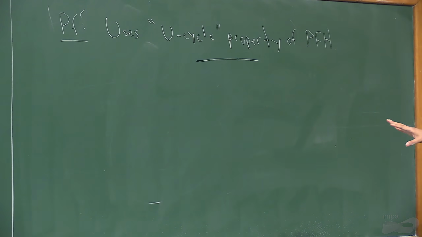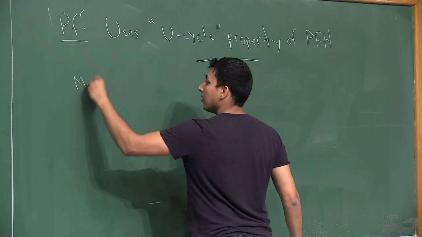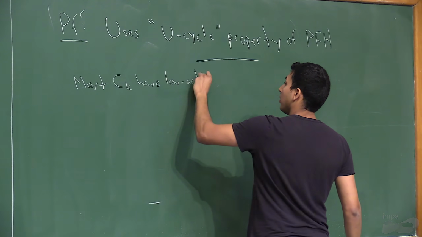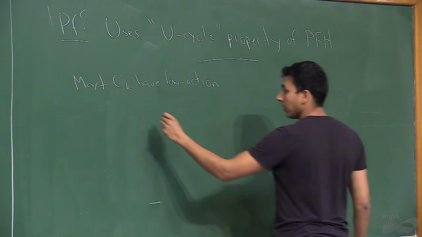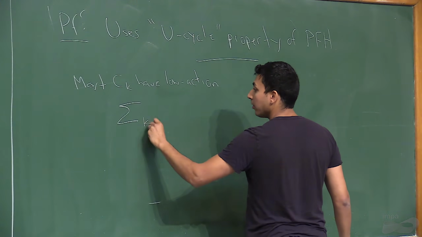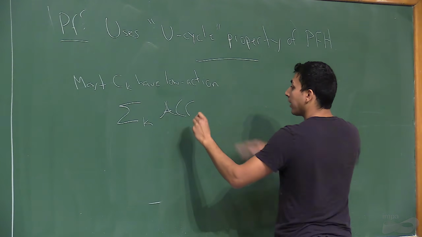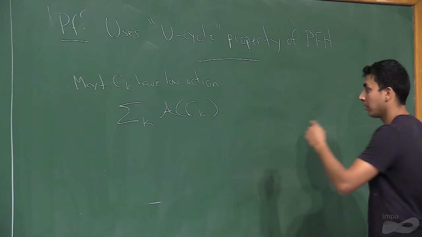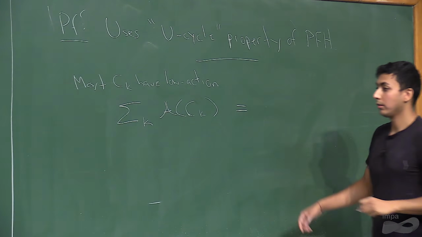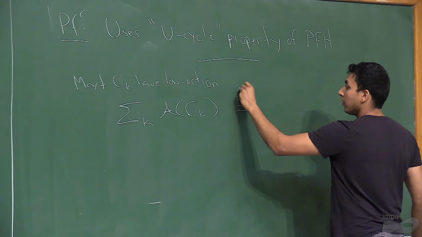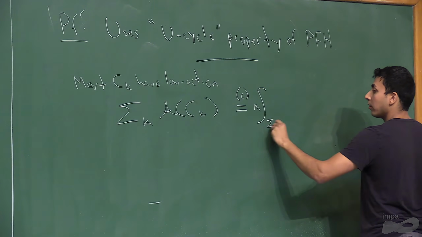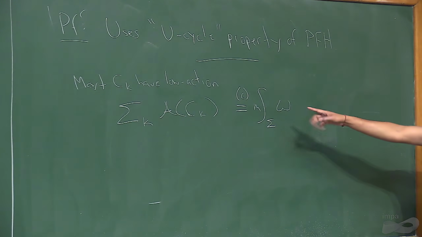So first, I'm going to verify that most of these curves have low action. Okay, so this is not so bad. I'm going to take the sum of the actions of all the C sub k, and using property C, we notice that this is the same thing as M times the integral over the surface of omega.